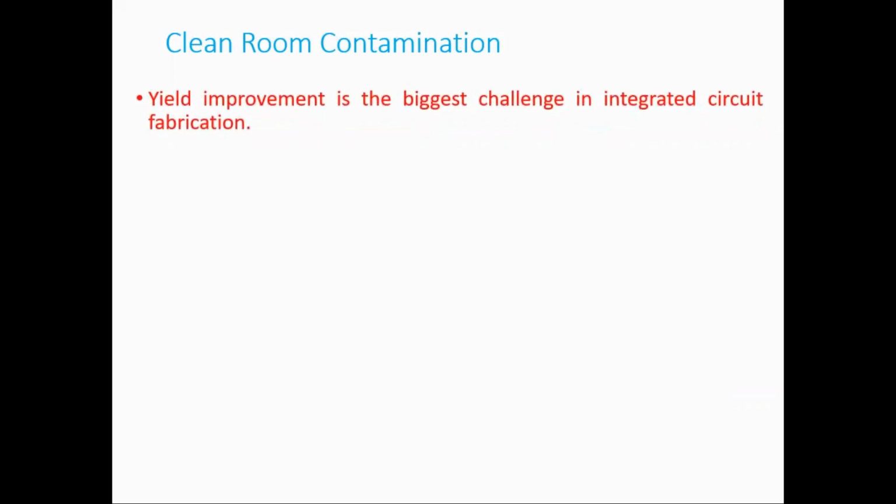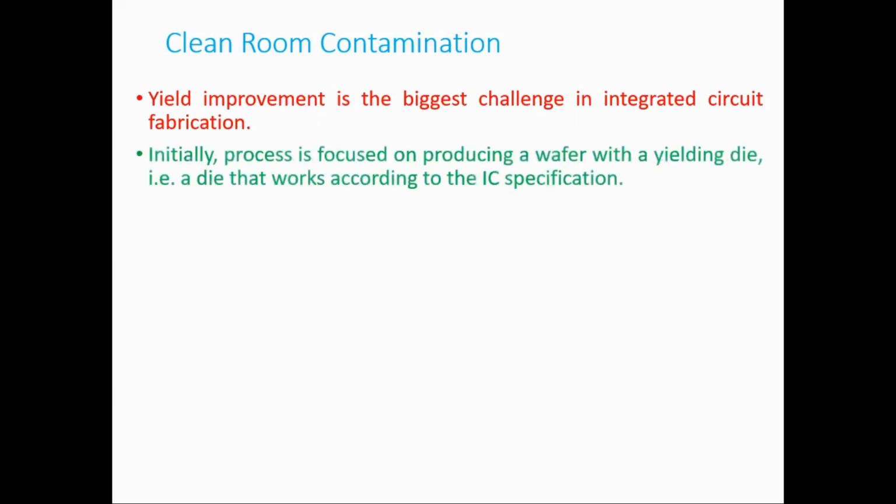As far as IC fabrication is concerned, yield improvement is the biggest challenge in integrated circuit fabrication. What is yield? It is how many ICs, amongst those fabricated, get perfectly working and operate properly. That is called yield. If conditions are not met as far as the clean room is concerned, your yield may go down. So that is the biggest challenge.